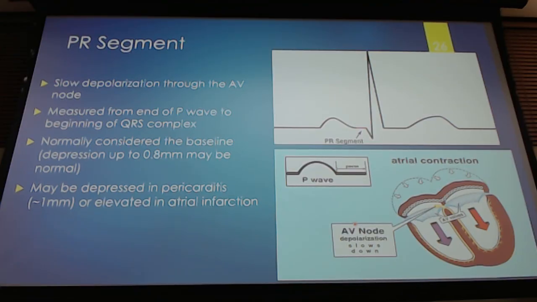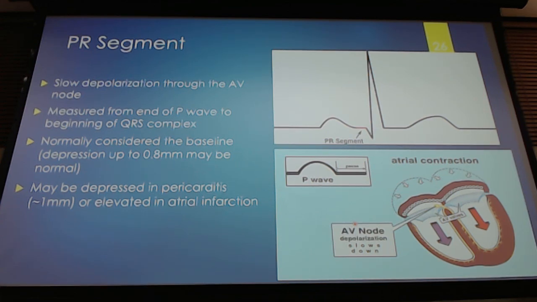Sometimes it's normal to have a little bit of PR segment depression, up to 0.8 millimeters. And sometimes we can see that. That's just a normal variant for some people. Sometimes, especially if we see it diffusely, it indicates disease. Something like pericarditis can cause diffuse depression of that PR segment. So if it's greater than 0.8 millimeters, so 0.8 millimeters, how many boxes?